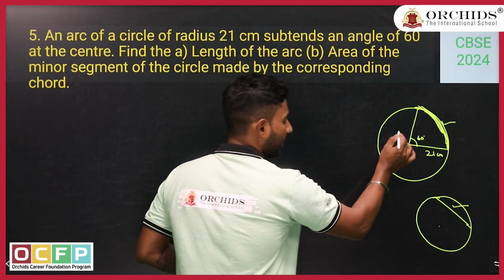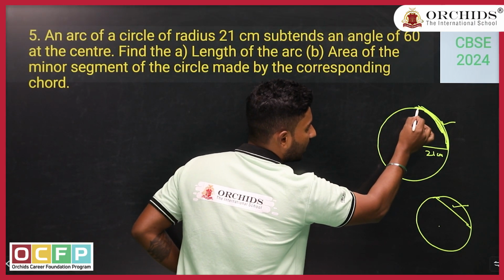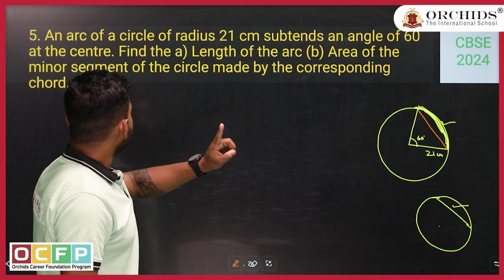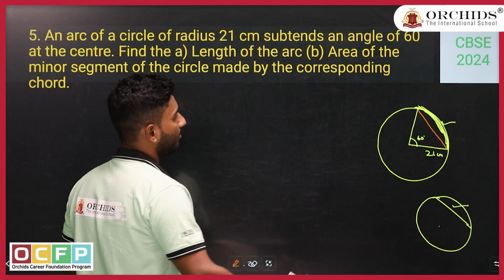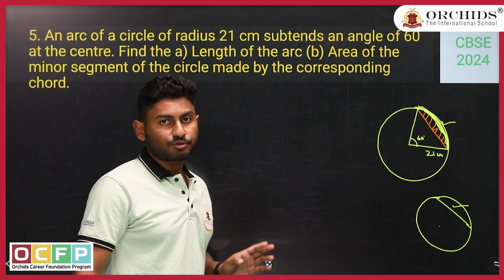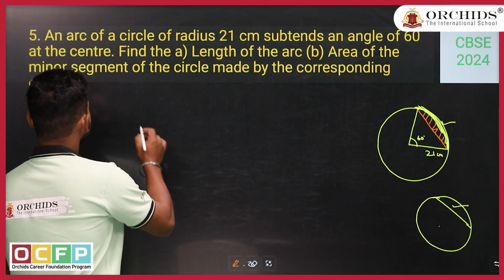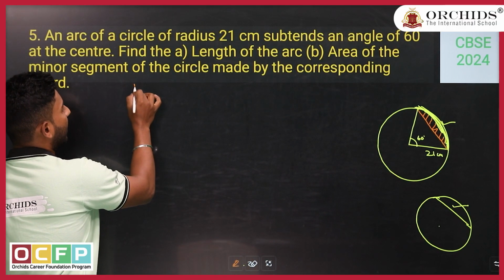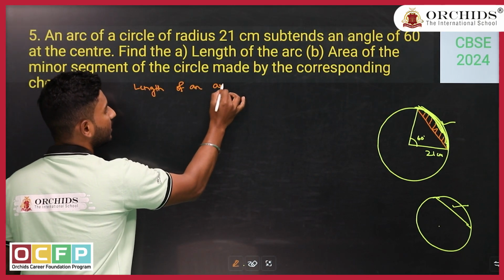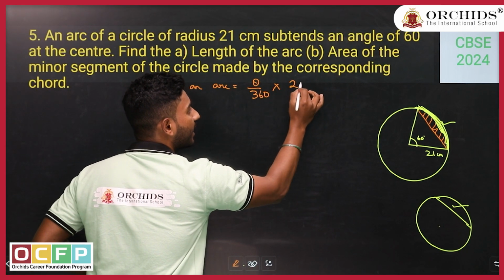So they are asking you, if there is a chord over here, then what is the area of the minor segment made by the chord? So this area you have to find. So this particular question came for 5 marks. So very easy. So how to find? Length of arc formula. Length of an arc. How much? Theta by 360 into 2 pi r. Isn't it?